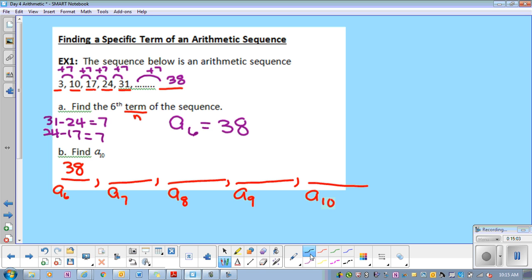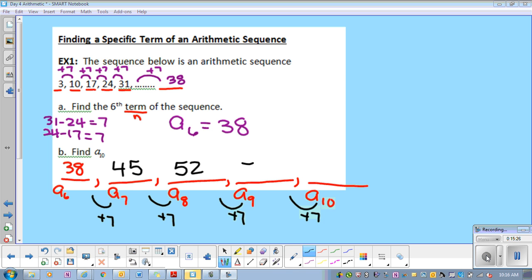Remember, if d is 7, that means we need to add 7 each time, right? Yep. Add it to the next one, add it to the next one, keep going until you get to the 10th one. What comes after 38? 45. And then? 52. And then? 59. And then? 66. So, a sub 10 equals 66. Good. Pretty easy so far, right? We're just looking for patterns.